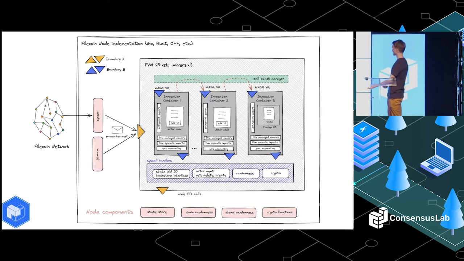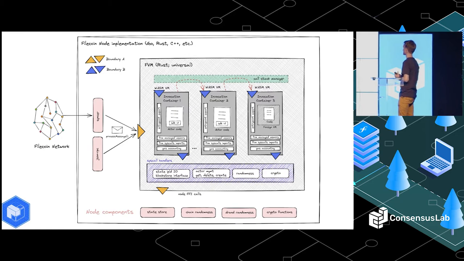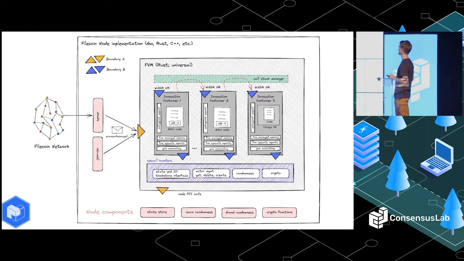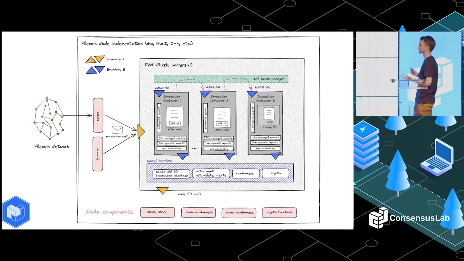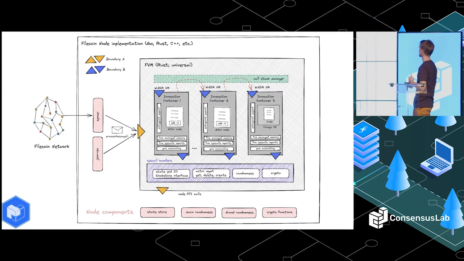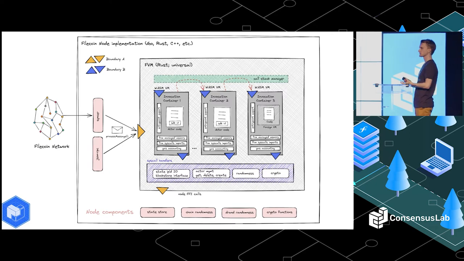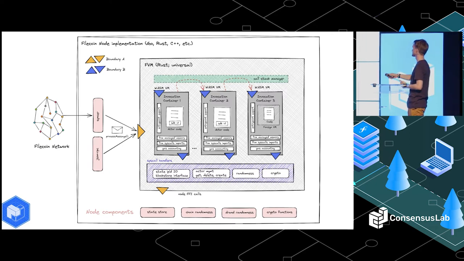This is the FVM picture that you might have seen already, but it's a bit complicated, so I'll not spend too much time on it. You can just note that there's a transaction that comes into a Filecoin node. The node itself has access to the state store, to randomness and to cryptography functions. The transaction is then entered into the FVM, where this is the first boundary, and then there's a second boundary where an invocation container responds, and where the WASM code of the actor is then executed. And so actors then have to cross both boundaries again if they want to access the state.